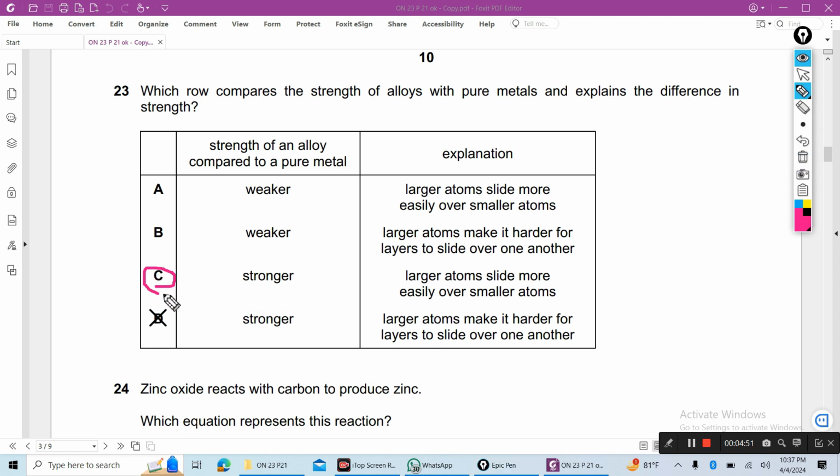Why is C wrong? Stronger is true, but it says layers of atoms slide more easily. No, not more easily, because the atoms are different in size, so they cannot slide easily. Sliding becomes harder. That's why alloys are stronger.